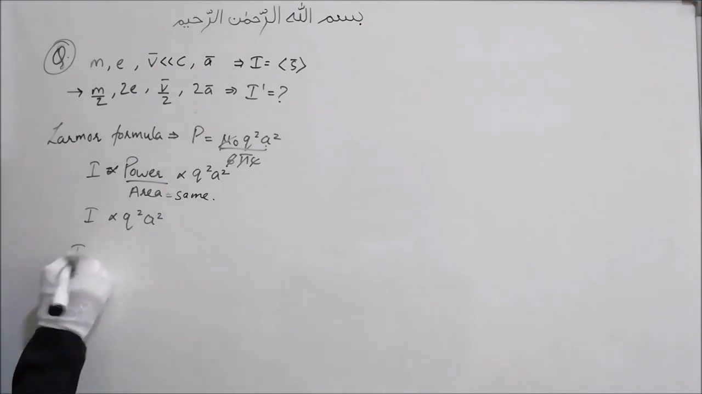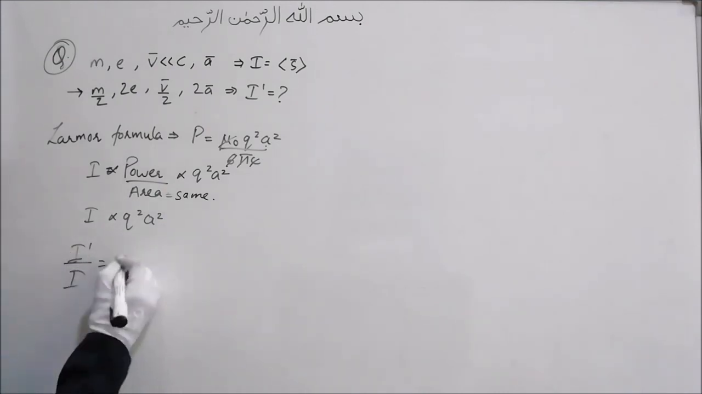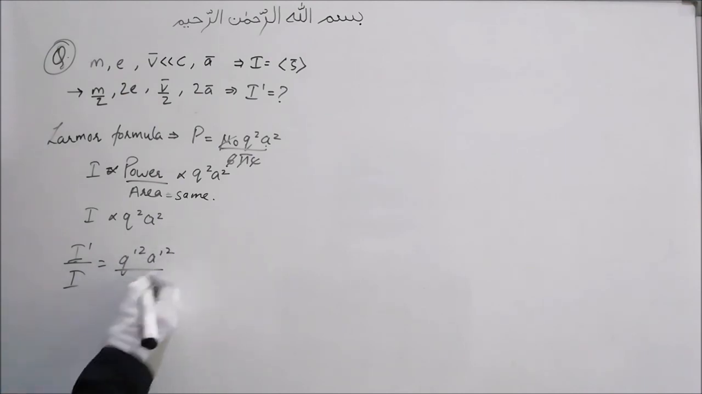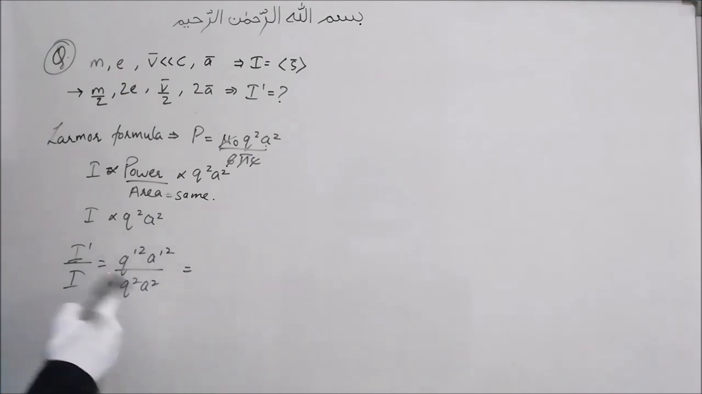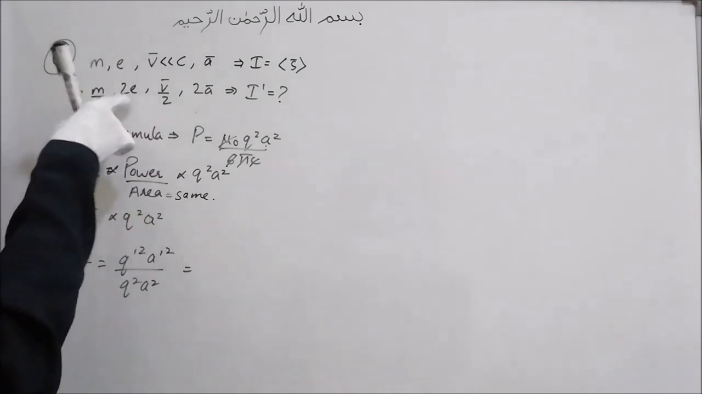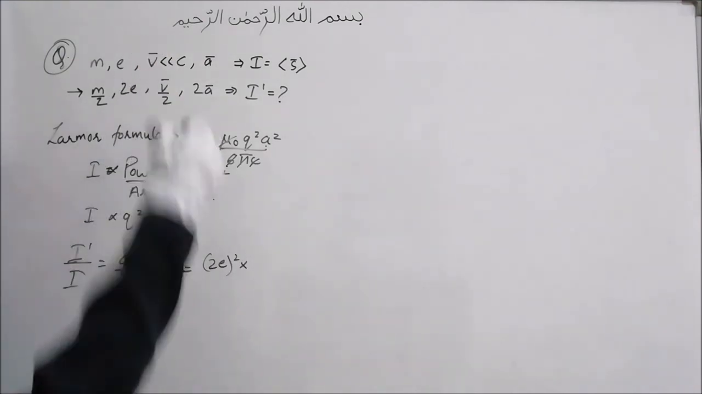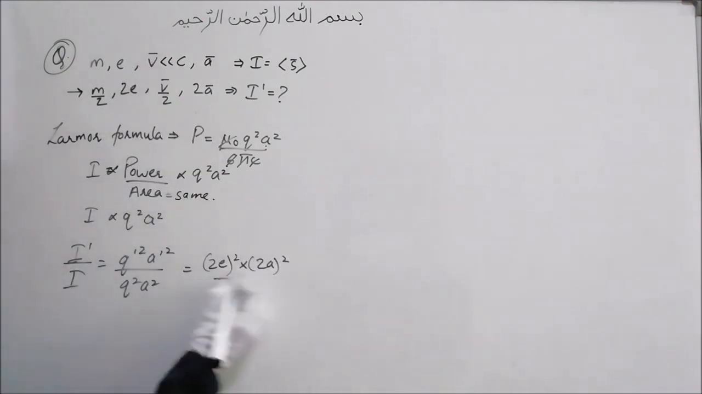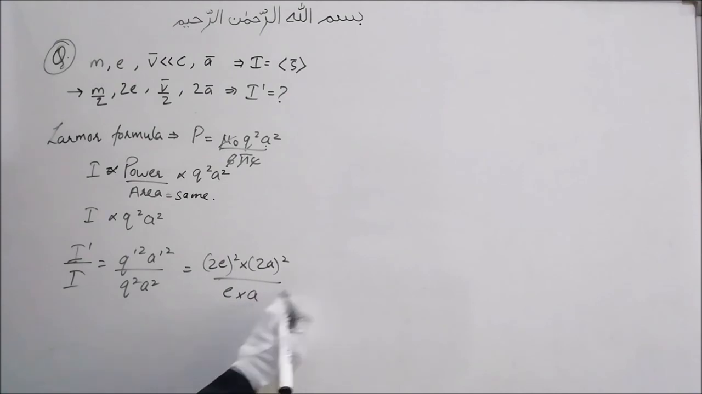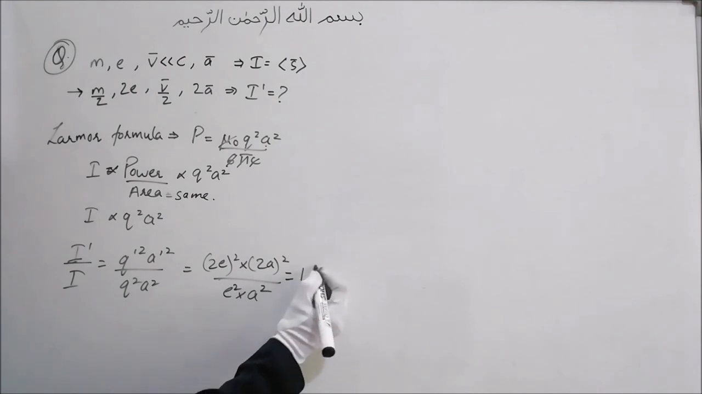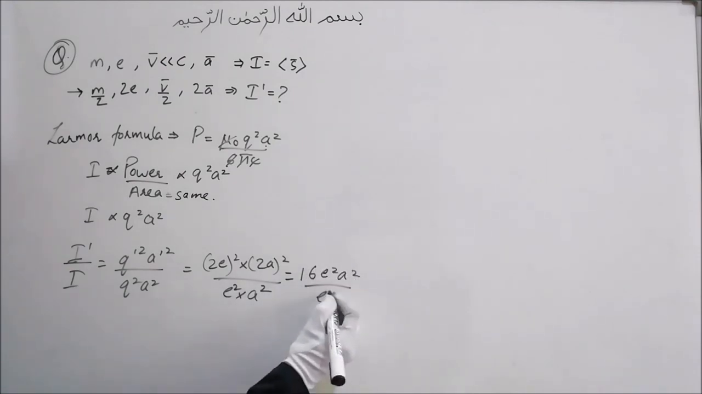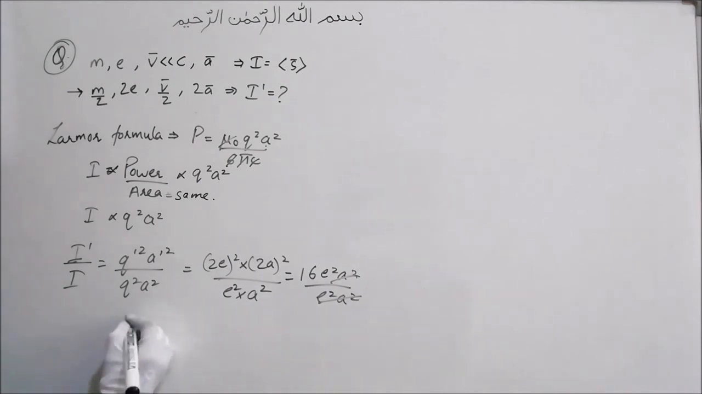So now I dash divided by I will be equal to q dash squared a dash squared divided by q squared a squared. Q dash squared means this charge 2e, that will be 2e the whole square. A dash is the acceleration 2a, the whole square, divided by q, the charge, and a, the acceleration. This is e squared and a squared. 2 2s are 4, 2 2s are 4, 4 4s are 16, e squared a squared divided by e squared a squared. This cancels. We'll have I dash is equal to 16 I.